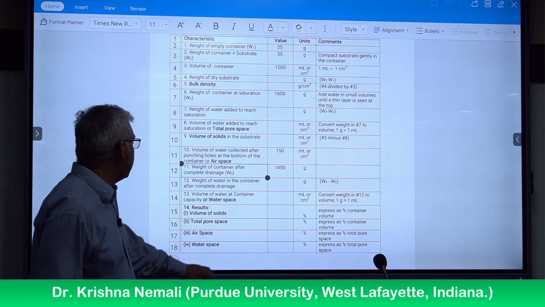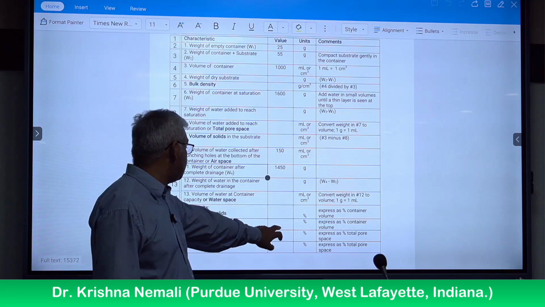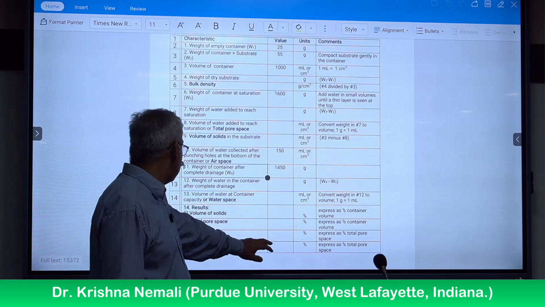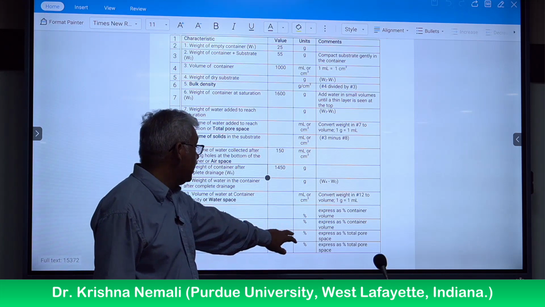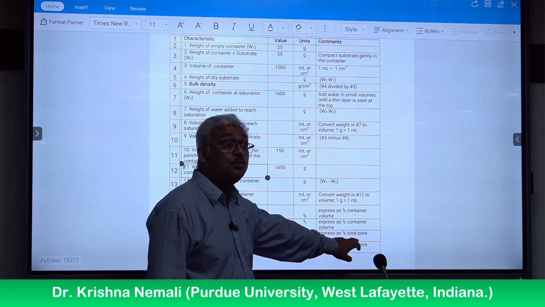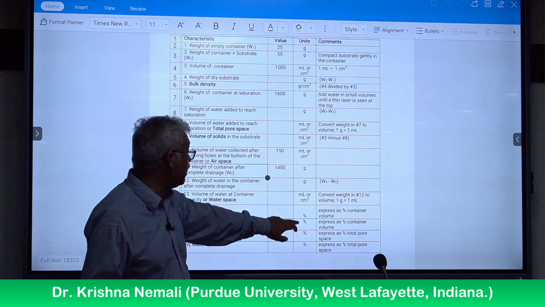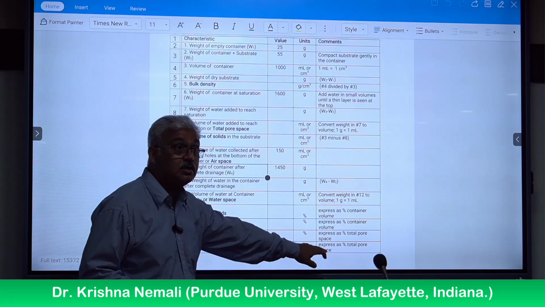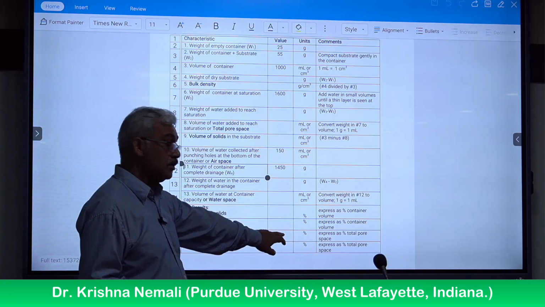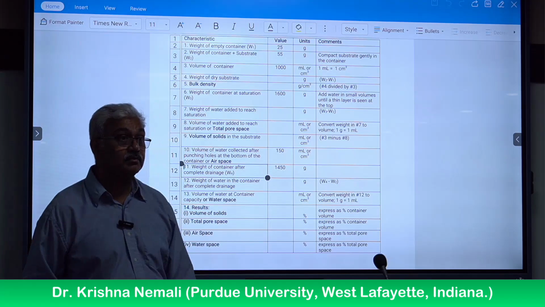So what are these percentages? Volume of solids, what's the percentage? How about pore space? So those two should add to 100%, right? Okay, what is airspace? Airspace, read this, is expressed as percent of pore space, not container volume. Remember that. See, these two are expressed as container volume. These two are expressed as total pore space. Okay, so what is the pore space? Air, that's airspace, right? Right, and the water is the remaining.